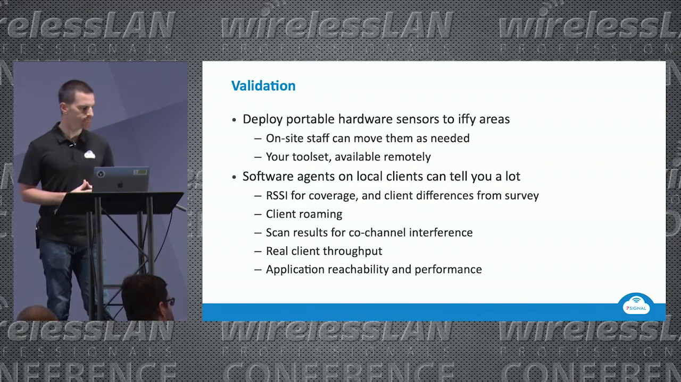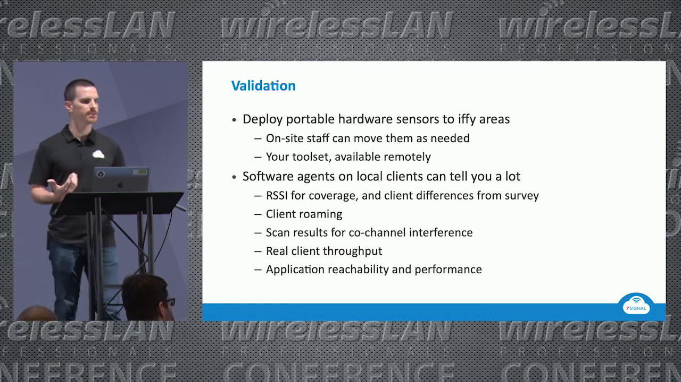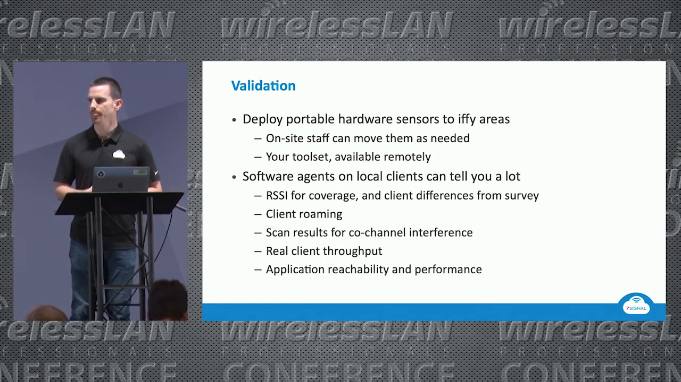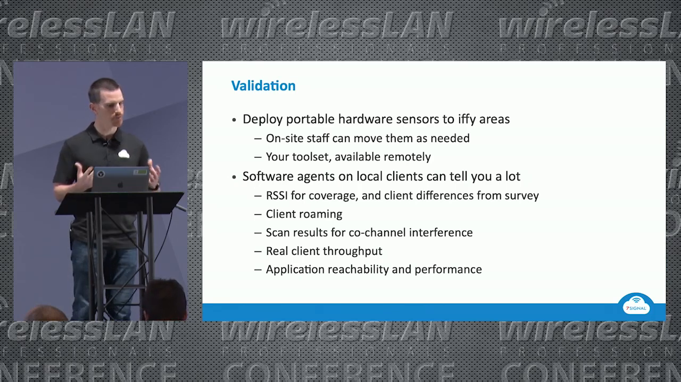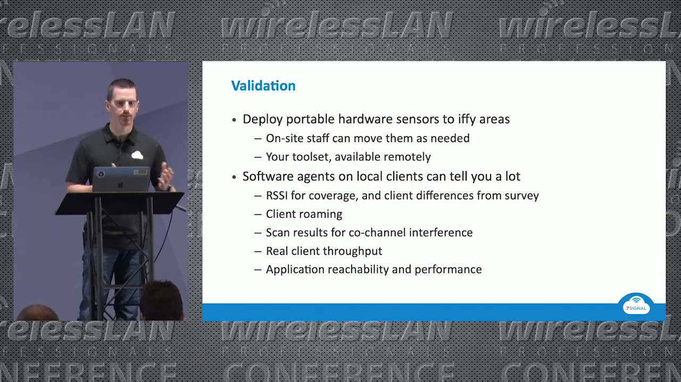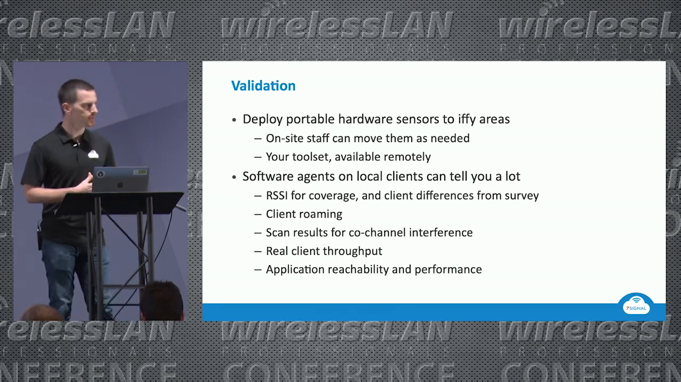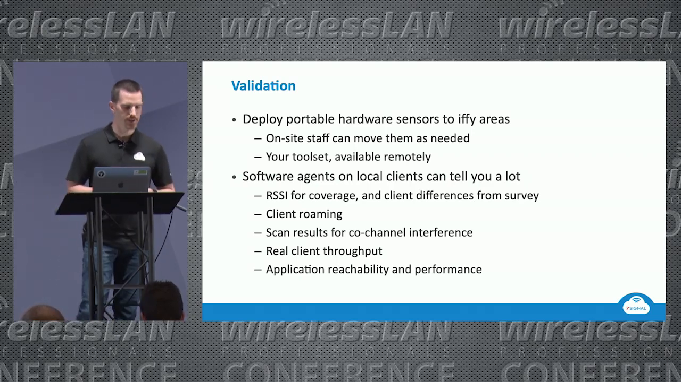So validation, again, it's a visibility problem, and that's the bread and butter of these sorts of systems. So you can have hardware sensors, portable sensors sent out to iffy spots to save you a trip to check on those areas. And software agents on clients can tell you a lot, right? You probably have a design requirement that says, I need to deliver a certain RSSI to every client. Well, let the clients tell you what their signal strength is.